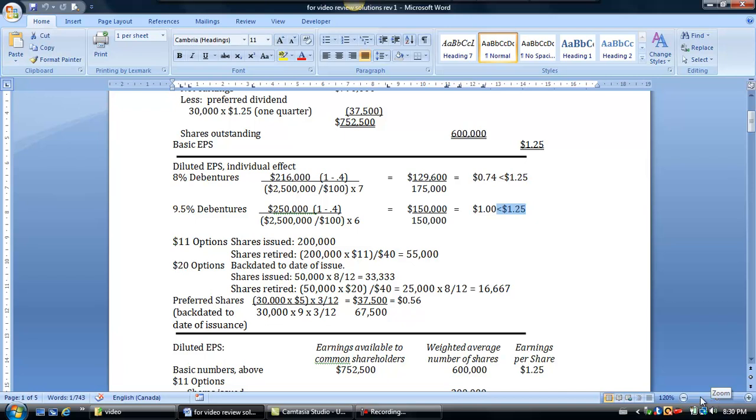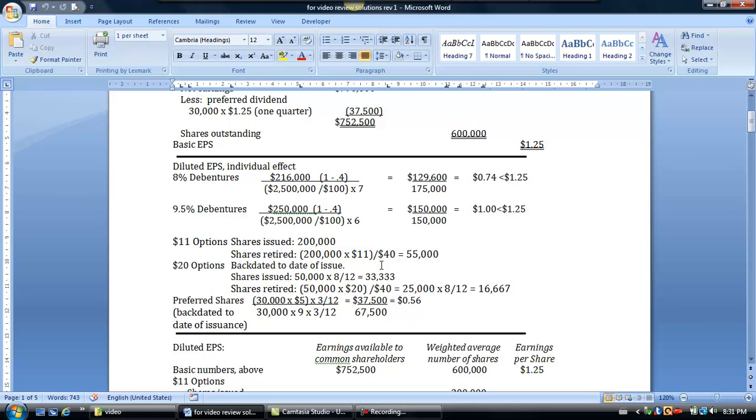Okay, folks, so now we're going to look at the two options here. We have $11 options and $20 options. Now, we know in our question that from the data we're given, if you have a look at item G, you can see there that the shares on average during the year traded for $40. The exercise price on the $11 options is less than the market price. So we know that these options are in the money and could have been converted during the year.